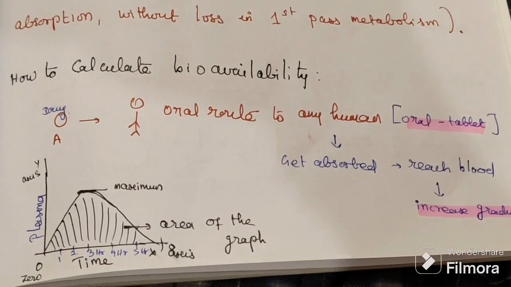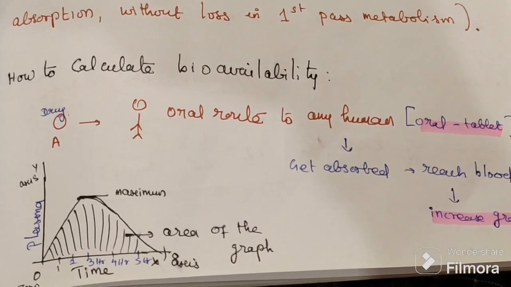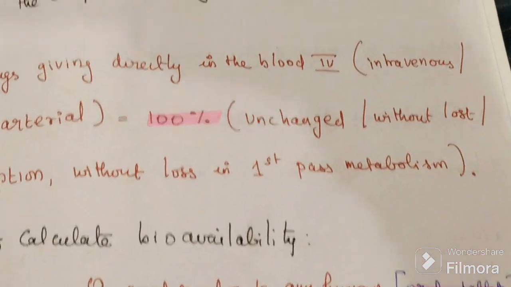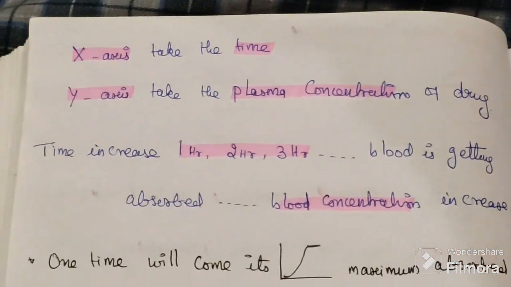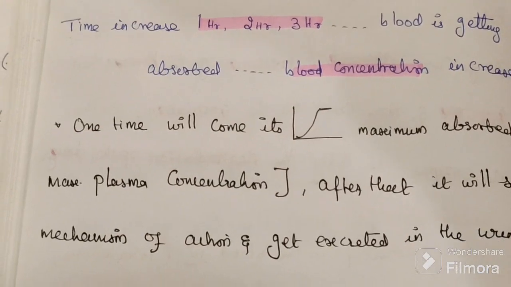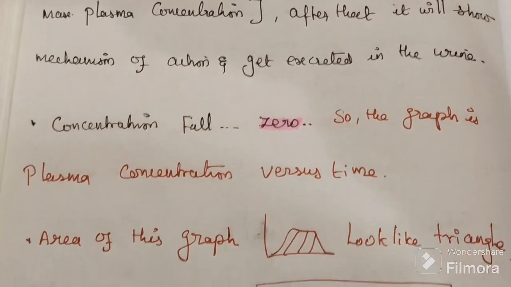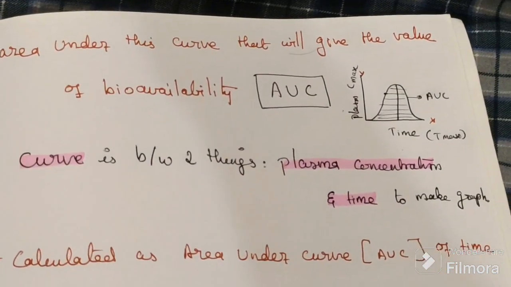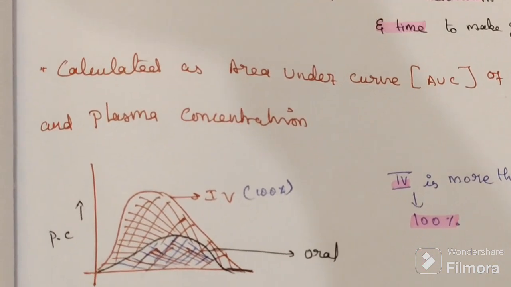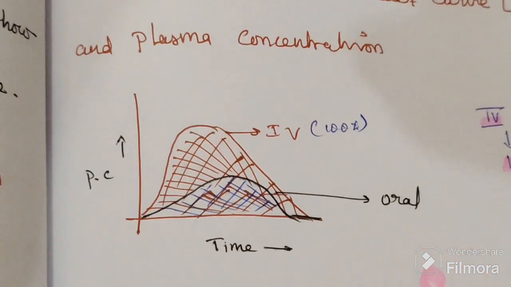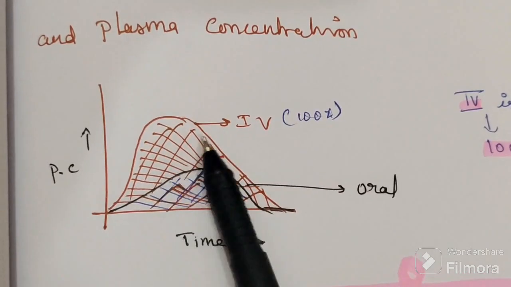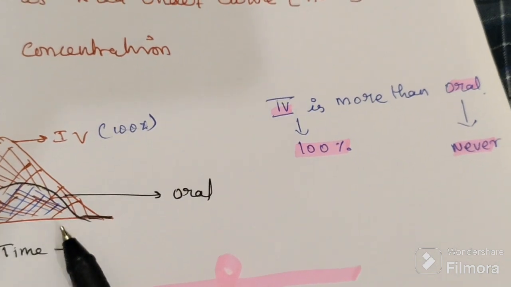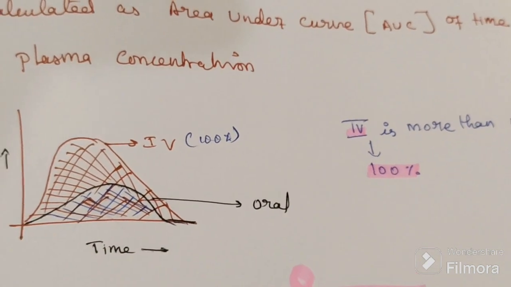X-axis is time, y-axis is plasma concentration. Once it reaches the maximum, after that it decreases and looks like a triangle. So what is the formula of a triangle? Half into base into height. These are the two samples, sample A and sample B. Sample A is given orally, sample B intravenously. This one has 100 percent absorption, this one never reaches 100 percent. This is all about bioavailability.